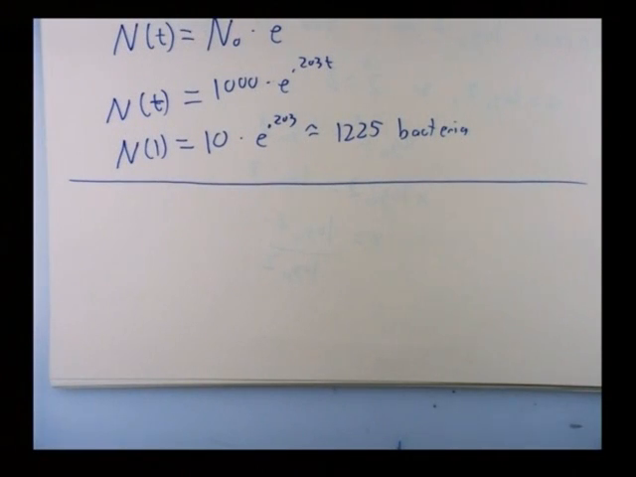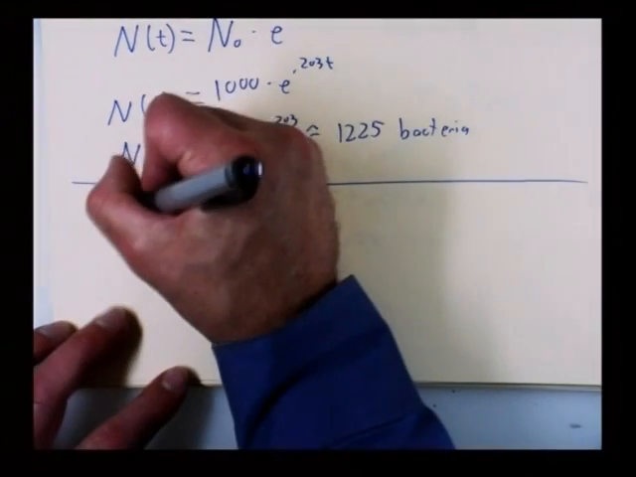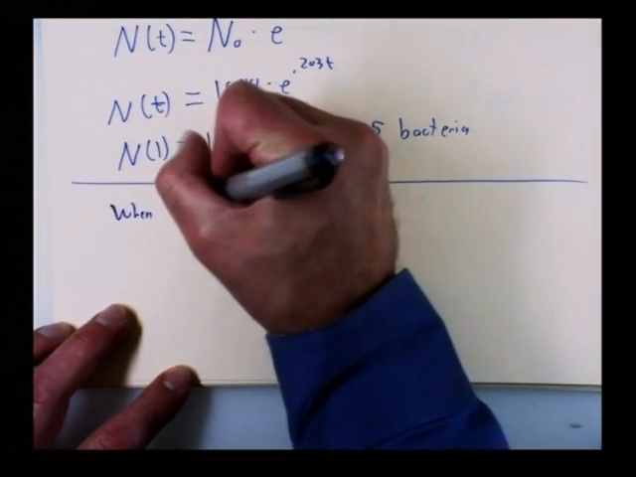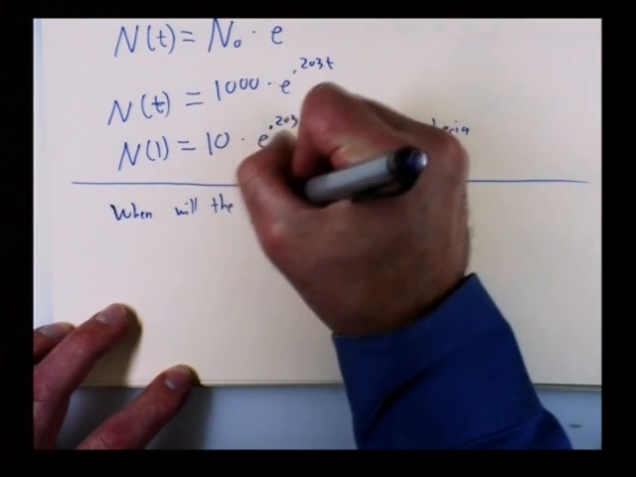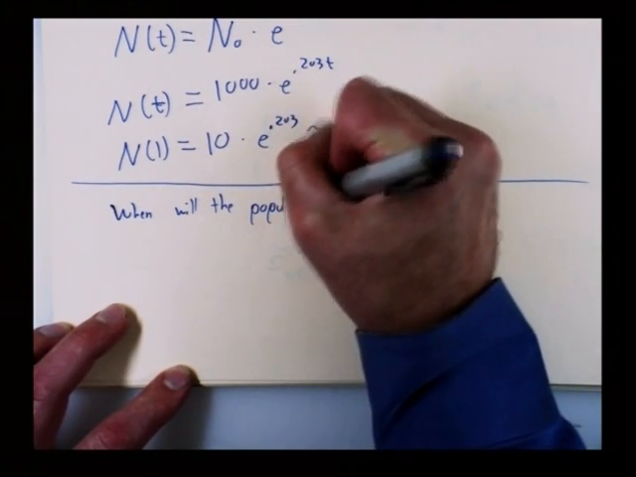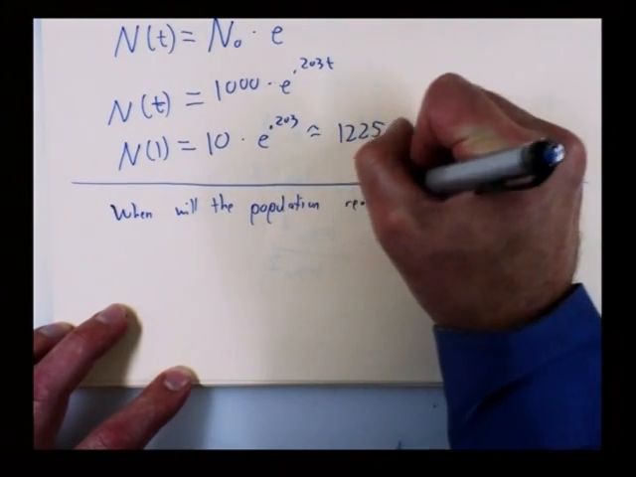What else could we ask? Perhaps when the population reaches 4,000, our petri dish is full. I want to know when that's going to happen, so let's ask that. When will the population reach 4,000?